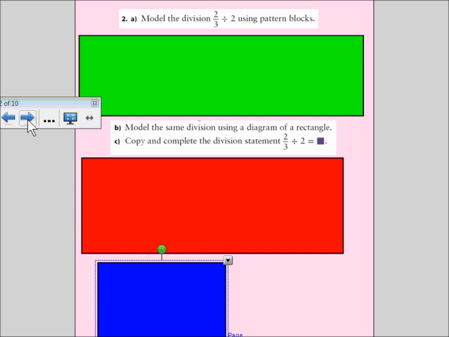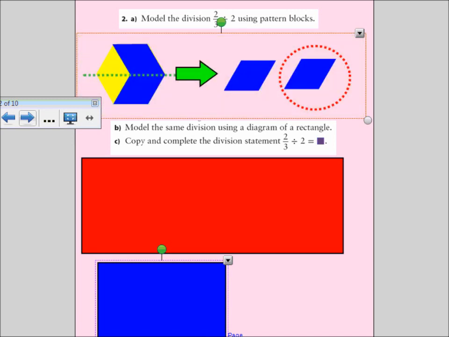So we model the division 2/3 divided by 2 using pattern blocks. We can see that here we've got pattern blocks. We've got 2/3 represented right here. And when we split it in half, we have 1/3. Pretty simple.